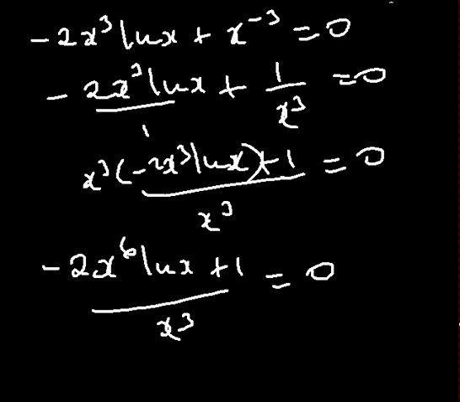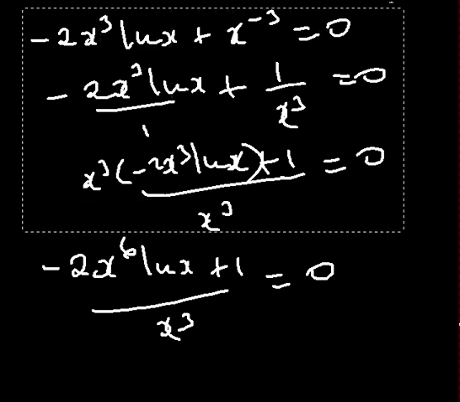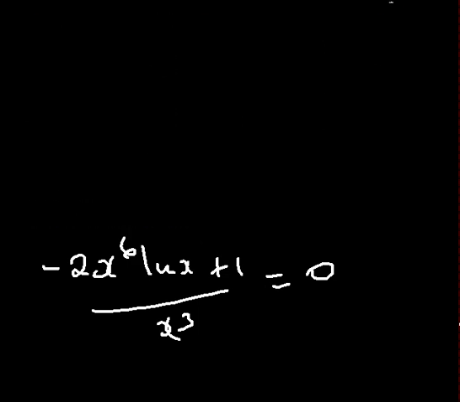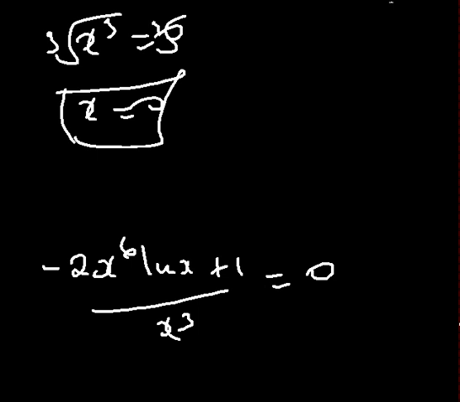So we should solve the numerator as well as the denominator separately, and thus we have x cubed is equal to 0, and therefore we should introduce the cube root, and thus x is equal to 0. That is the first critical value, and we should do the same with the numerator here. So what would that be? We have negative 2x to the power 6 ln x plus 1 is equal to 0.